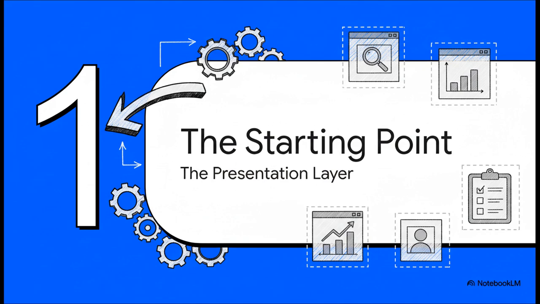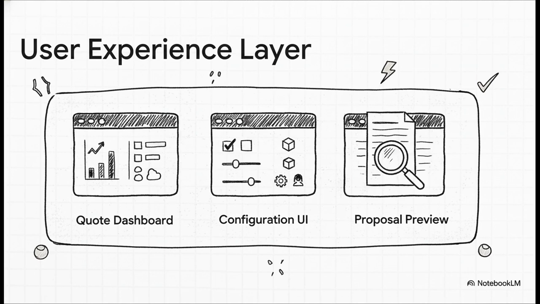This is the presentation layer, the part of the CRM that the salesperson actually sees and touches. This is where the whole dance begins. So this layer is all about the user experience, built with the web technologies we all know, HTML5, CSS, and JavaScript. It gives the salesperson everything they need right at their fingertips: a dashboard to see all their quotes, a configuration screen to pick and choose product options, and of course, a preview of the final proposal. The goal here is simple. It has to be fast, it has to be intuitive, and it has to just work.